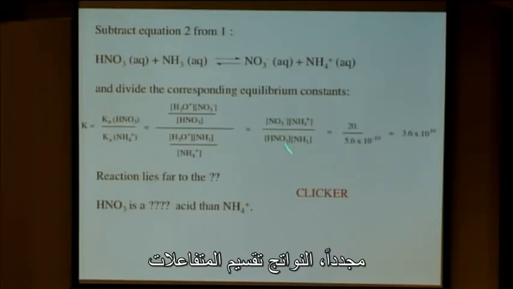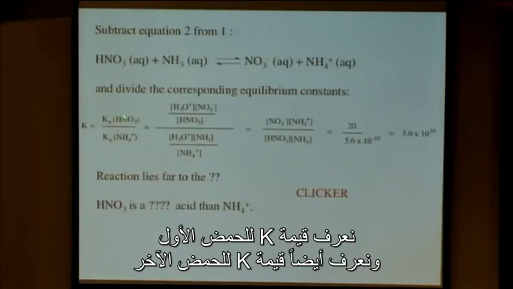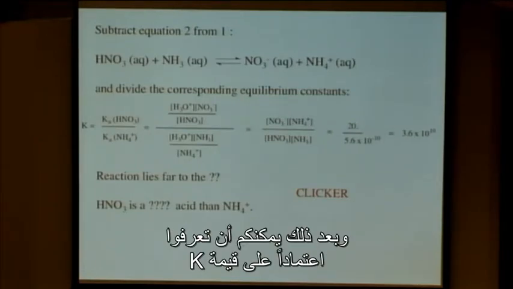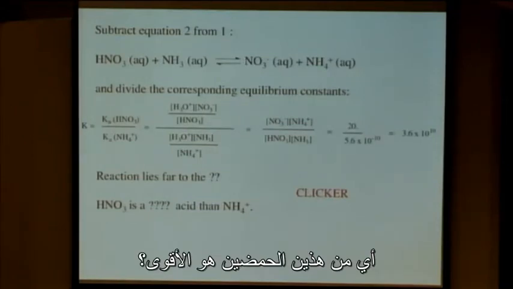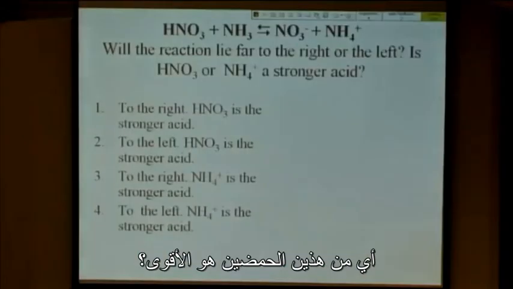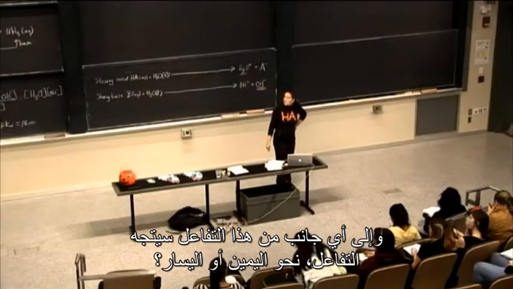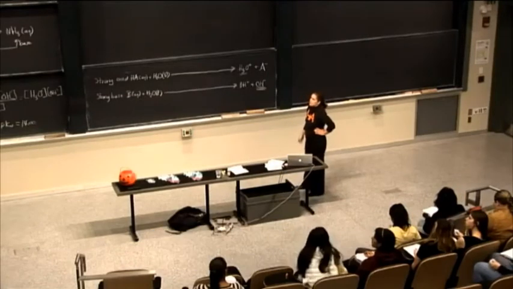Again, products over reactants. We know the value of Ka for one acid. We know the value of Ka for the other acid. And we can divide those to get the K for the overall reaction. And then you can tell me what that K means in terms of which is the stronger acid of the two, and which side of the equation the reaction lies to, the right or the left?